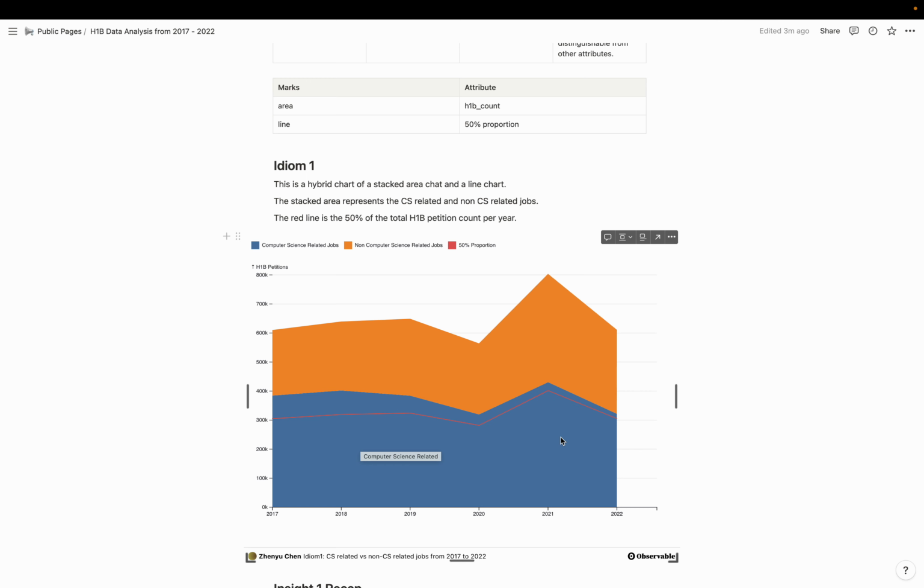And so I can conclude that the computer science related jobs are maybe easier to get employers' sponsorship. In other words, the major part of the petitions is computer science related jobs.